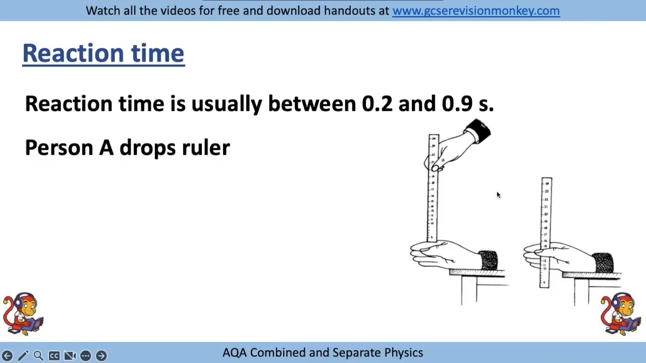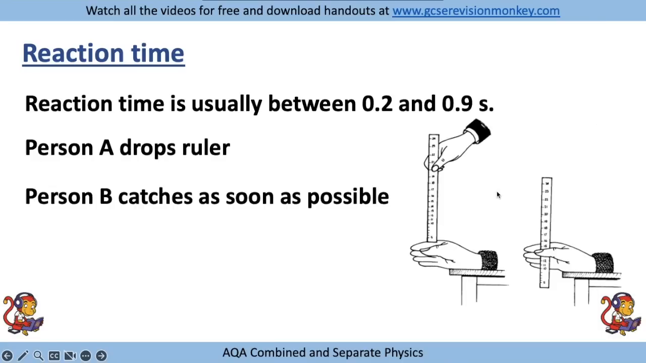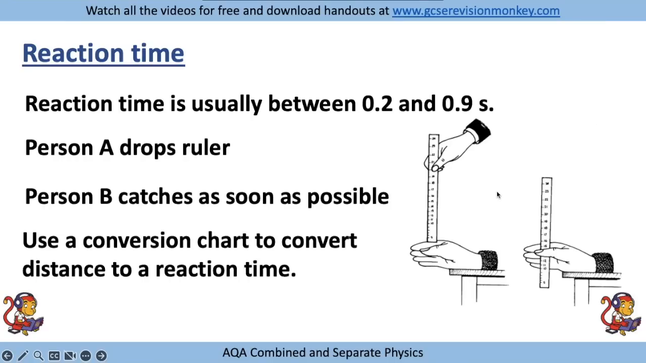So person A would drop a ruler, and then person B catches the ruler as soon as possible, and we can use a conversion chart to convert the distance that the ruler fell through the hand, this part here, into a reaction time. But if you want lots more detail on that, you can look back over the required practical that comes up in biology.